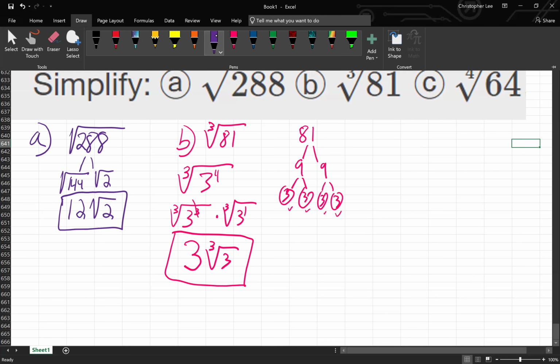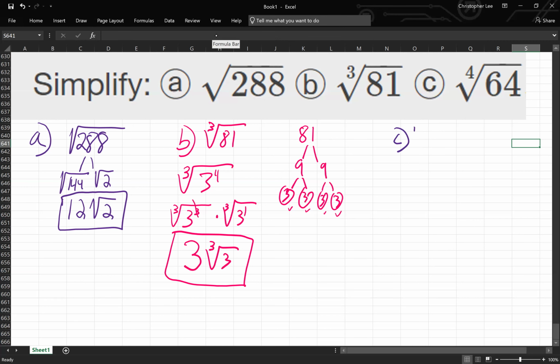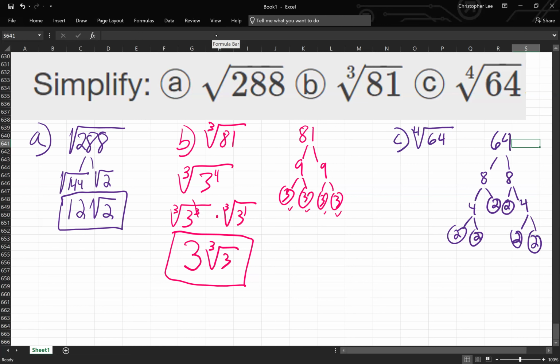So for C, right? For C, we want the 4th root of 64, right? But we don't know what the perfect 4th root is that goes into 64. So let's just work it out, right? We know that 64 is very simply just 8 times 8. Let's break down the 8 times 8. That's 2 times 4. 2 is prime. And then this is going to be 2 times 4, where 2 is prime. And then the 4 is 2 times 2, and 2's are prime. And then this is 2 times 2, where 2's are prime. I have 1, 2, 3, 4, 5, 6 2's, right?